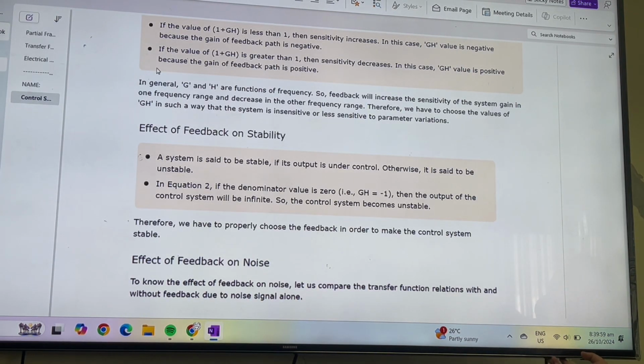Therefore, we have to properly choose the feedback in order to make the control system stable. Okay, so if you are the engineer designing this, you need to choose the correct feedback system. Effect of feedback on noise.